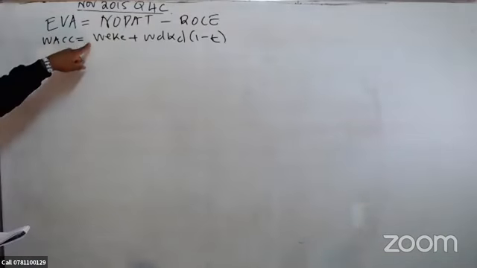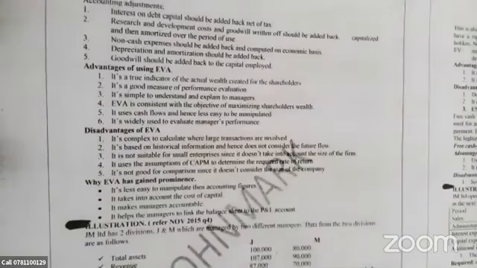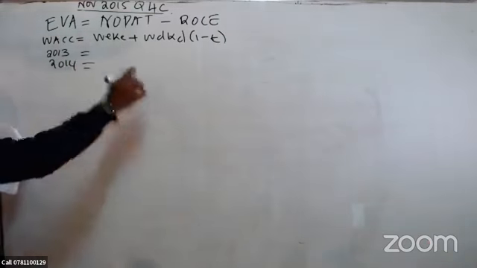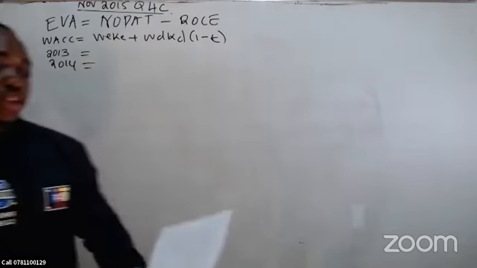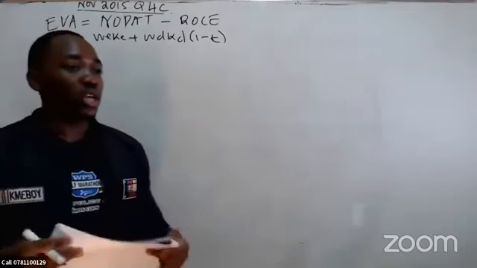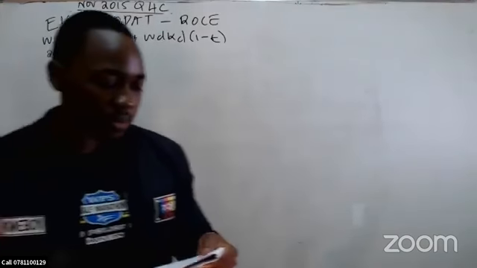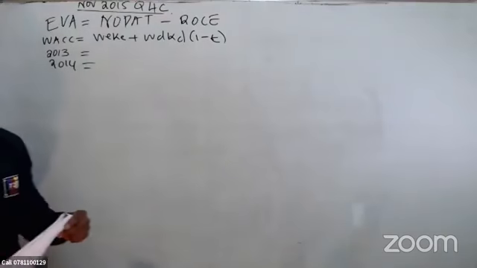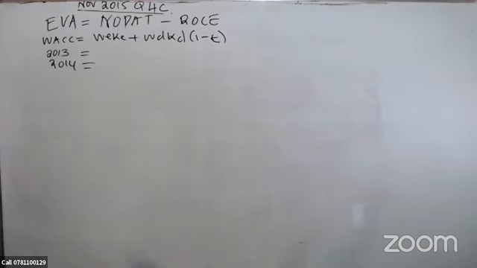So now let's get the weights. We get WACC for 2013 and also WACC for 2014. So how do we get the weights? Now let's go to the additional information, note number 6.